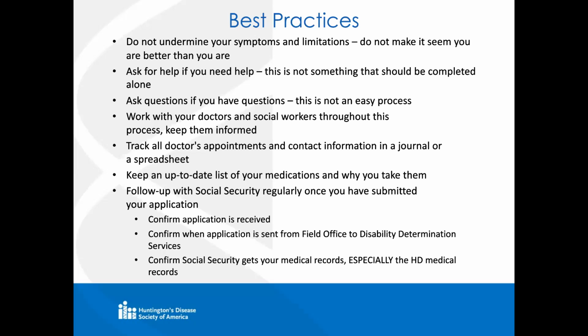Again, continue to follow up with Social Security once you've submitted your application. Confirm the application has been received. If you submit the 1696 appointment of representative form, confirm that's been received. Confirm that your case has been correctly flagged for compassionate allowance. Confirm when the application is sent from the field office to Disability Determination Services, because that's a different phone number, that's a different follow-up, that's them needing different information. Confirm Social Security gets your medical records, especially the HD records, if that's the main condition that is disabling.